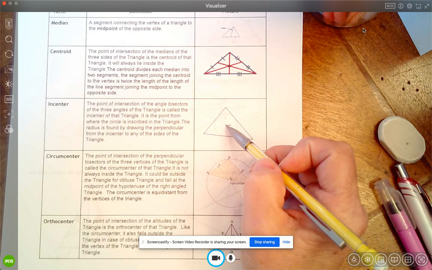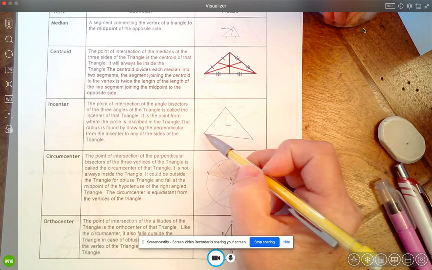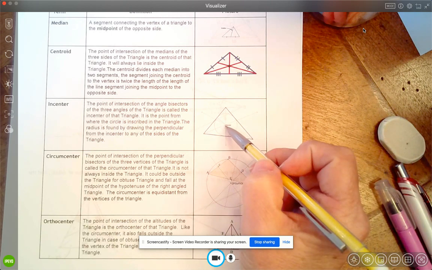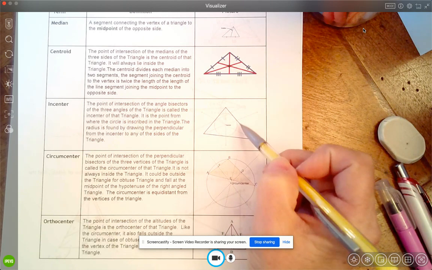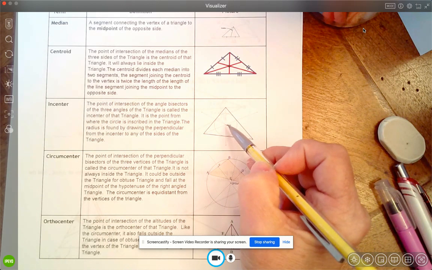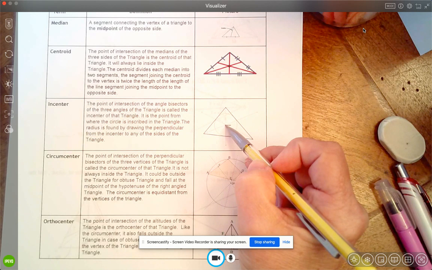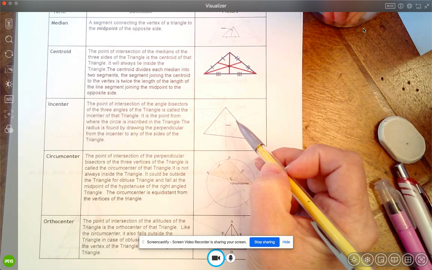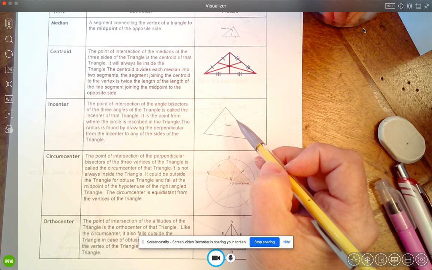Once I bisect these angles and get this incenter, I can make a perfect circle inside the triangle. And between the incenter, or the center now of the circle, and that tangent line, which we have learned earlier in the week, that will be perpendicular.